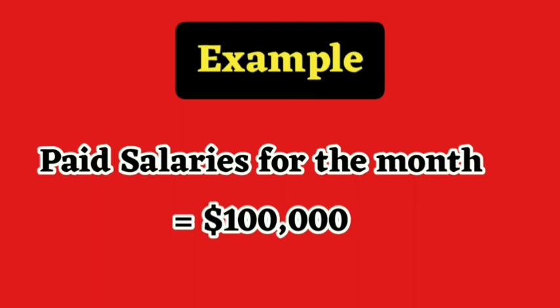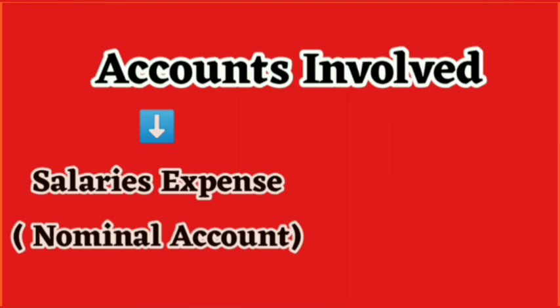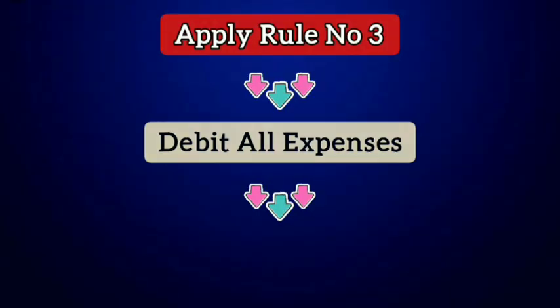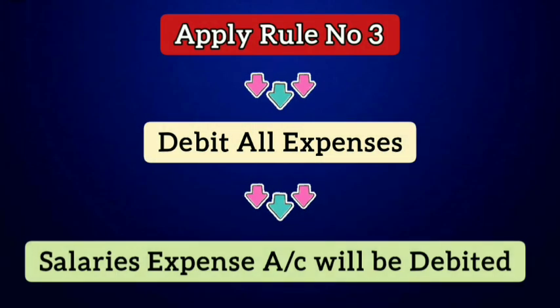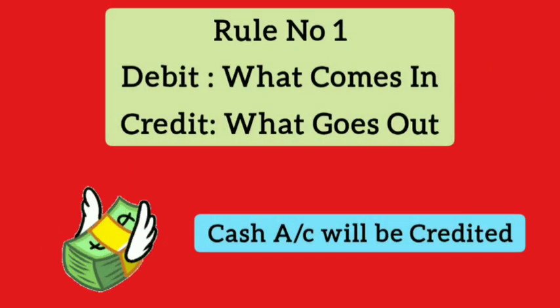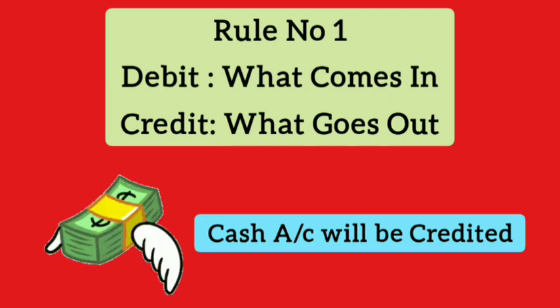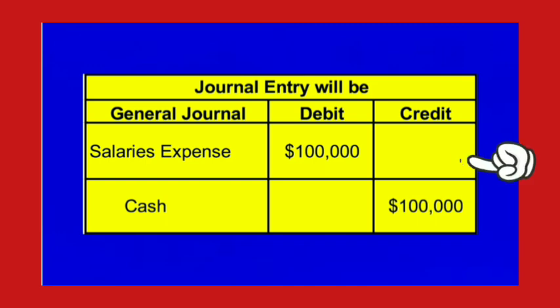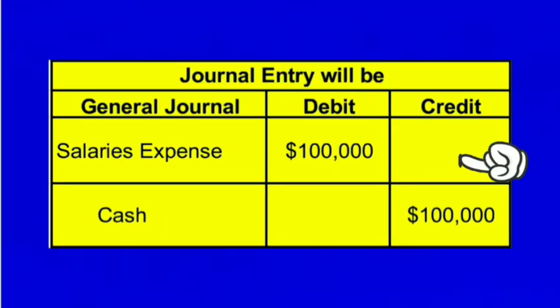Paid salaries for the month amounting to $1 lakh. Two accounts are involved in this transaction. Salaries account, which is a nominal account, and cash account, which is a real account. Apply rule number 3. Debit all expenses. Therefore, salary expense account will be debited. Rule number 1. Debit what comes in, credit what goes out. Cash is going out from the business. Therefore, cash account will be credited. Therefore, the journal entry will be salaries expense to cash.